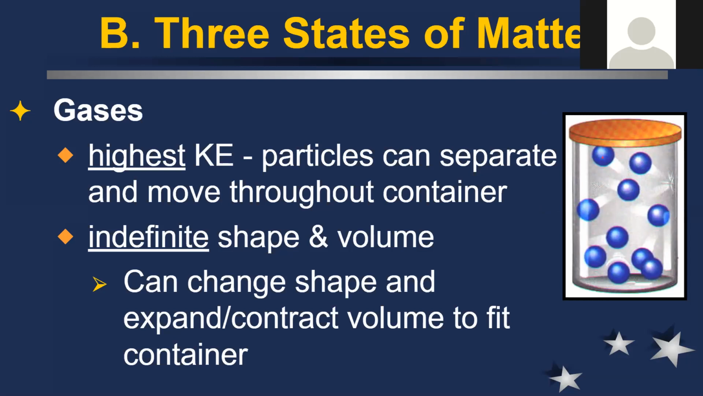So solids, low energy, very compact and tight together, set shape and volume. Liquids, medium energy, can move around each other, don't have a set shape, they just fill up wherever you put them, but they do have a set volume. And then our gases are our highest energy, particles zooming around all over the place, super spread out from one another, and can make their shape and their volume change depending on the temperature and the conditions that they are in.